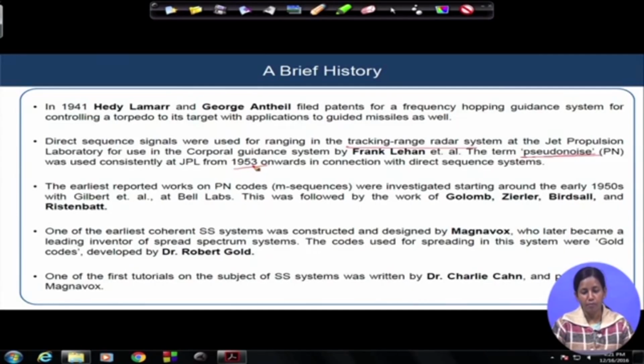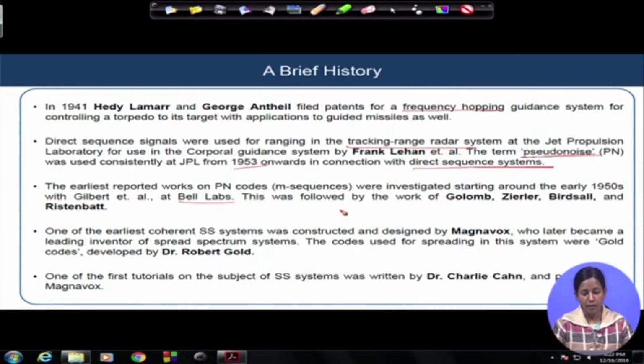So, the first types of systems which actually got a very big hit were the frequency hopping system and the direct sequence spread spectrum systems. The earlier reported work on these PN sequence systems, or the M sequences, was investigated in the early 1950s at Bell Lab, by the group of people Golomb and Golomb et al., who have worked a lot on designing the sequences later on.